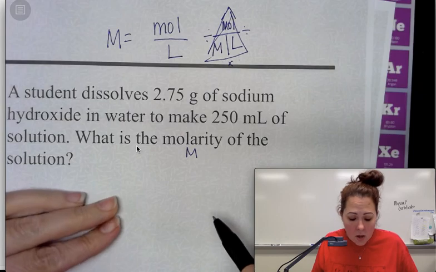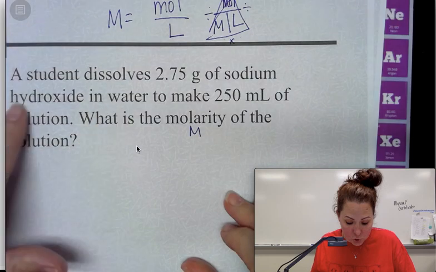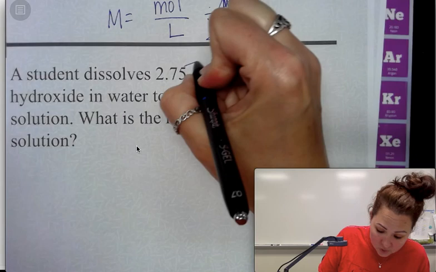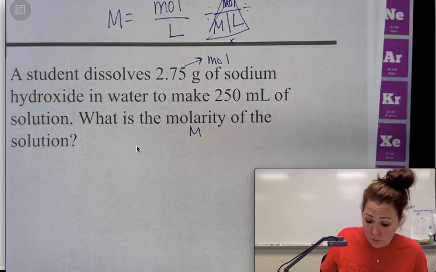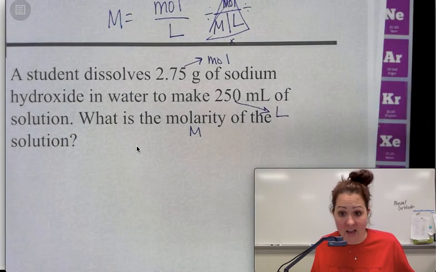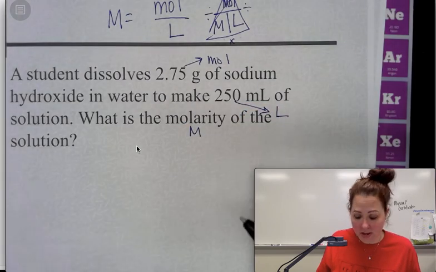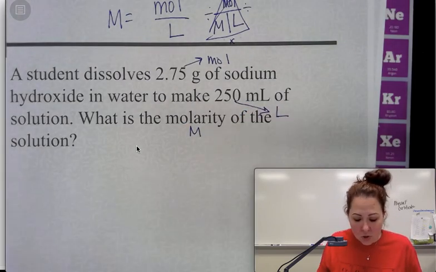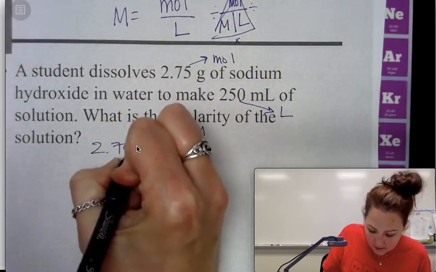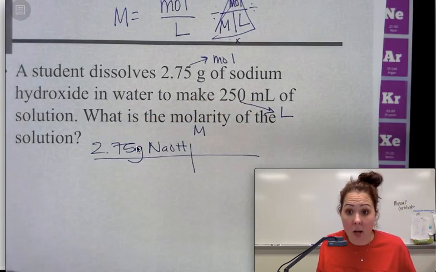When they're across from one another, you multiply, so you take your big M times your liters to get your answer. So when we're looking at these, it says a student dissolves 2.75 grams of sodium hydroxide into water to make 250 milliliters of solution. So this number right here is going to need to go to moles, because that's my solute. 250 milliliters is going to go to liters, because that's my solvent. Grams is always going to go to moles. Milliliters is always going to go to liters. You can't take milliliters and go to moles. So with this problem, I'm going to have to take my 2.75 grams of NaOH, sodium hydroxide, and convert it out into moles.